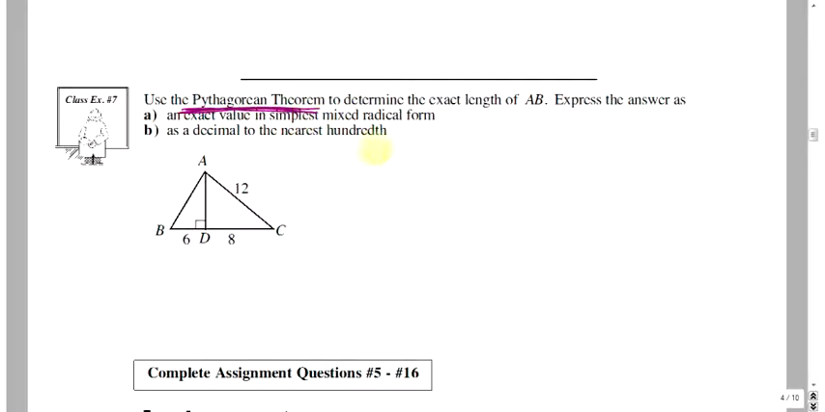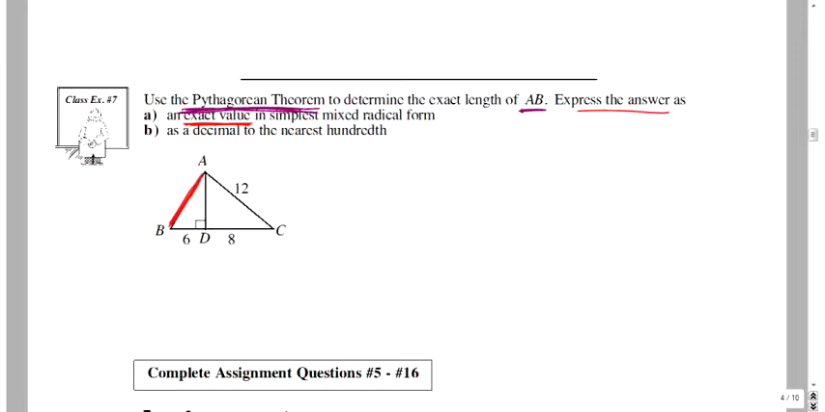Pythagoras. Pythagorean theorem to determine the exact value of, what are they asking for? This length right here, AB. Is this looking pretty nasty? Or does it look like fun? Okay, express this answer as an exact value.